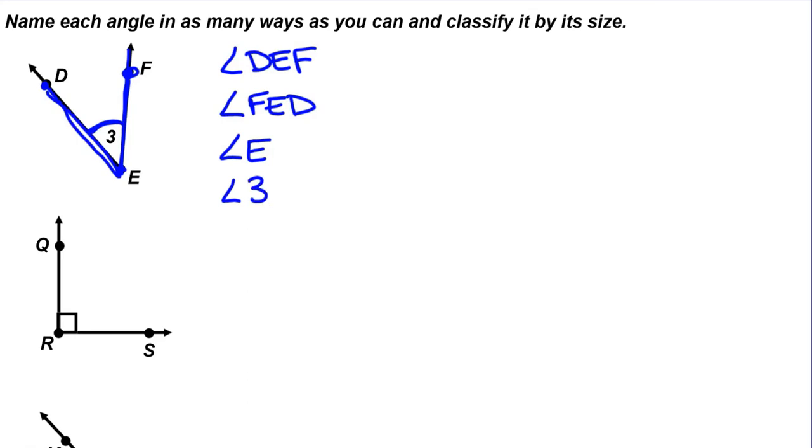So there's 4 ways to name that particular angle. Any one of those is acceptable, and then let's classify it by its size. Now, is this acute, obtuse, right, or straight? Well, this angle is less than 90 degrees, so this would be considered an acute angle.